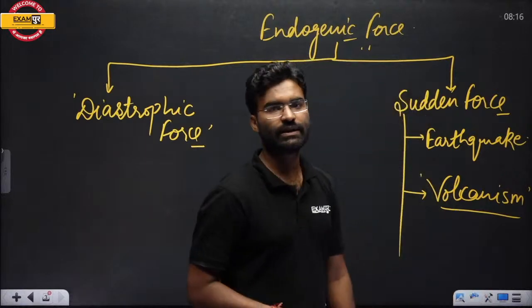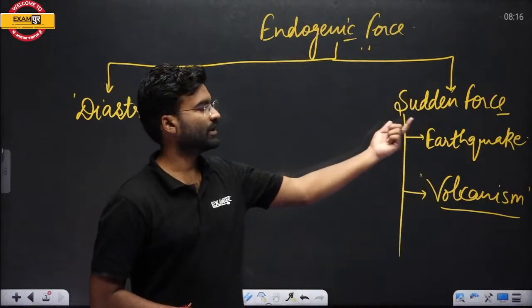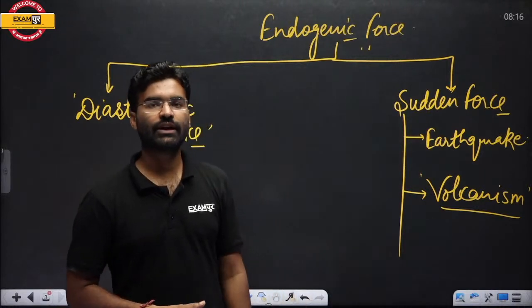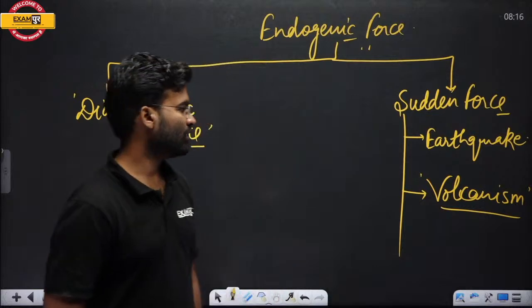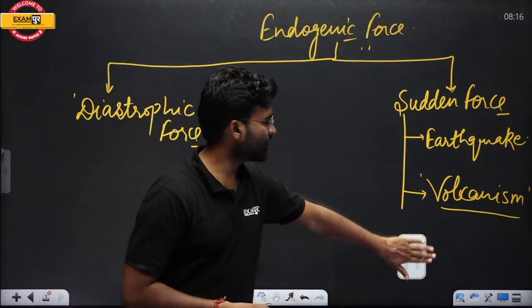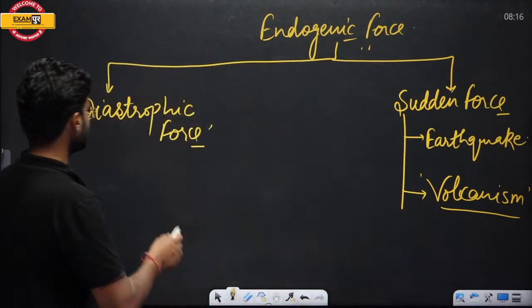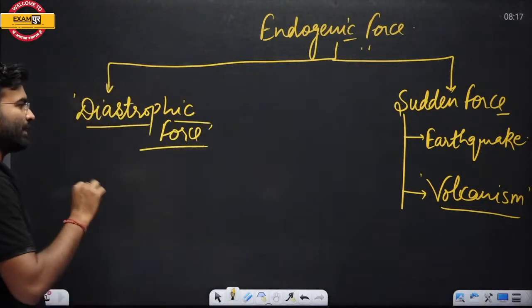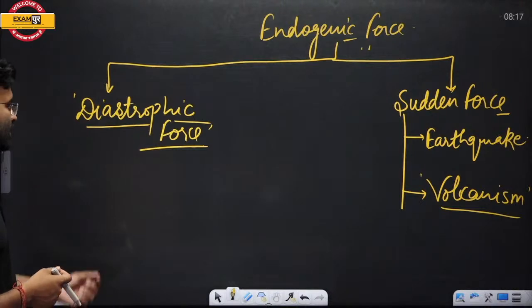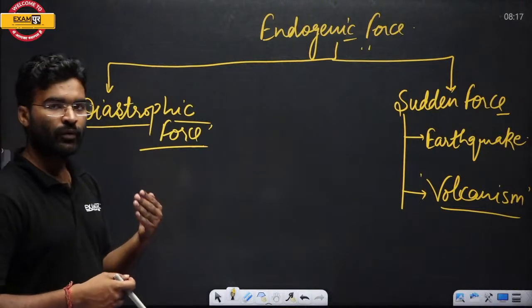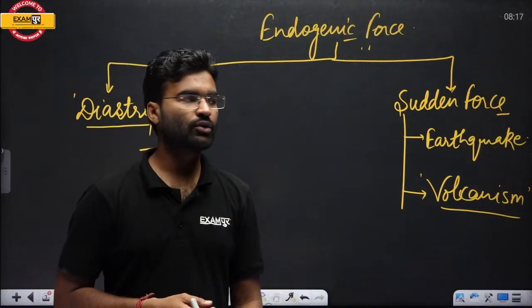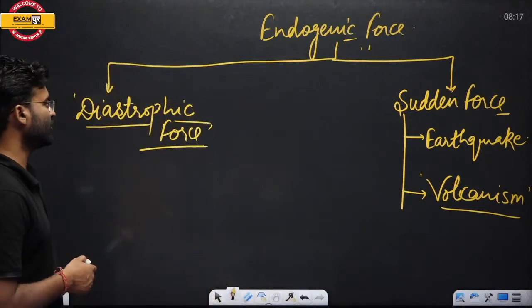Volcanism is also the result of the sudden force. So this force, which is working at a low pace, or you can say is working in a very gradual manner, gradually this force is working. So this is called the diastrophic force.